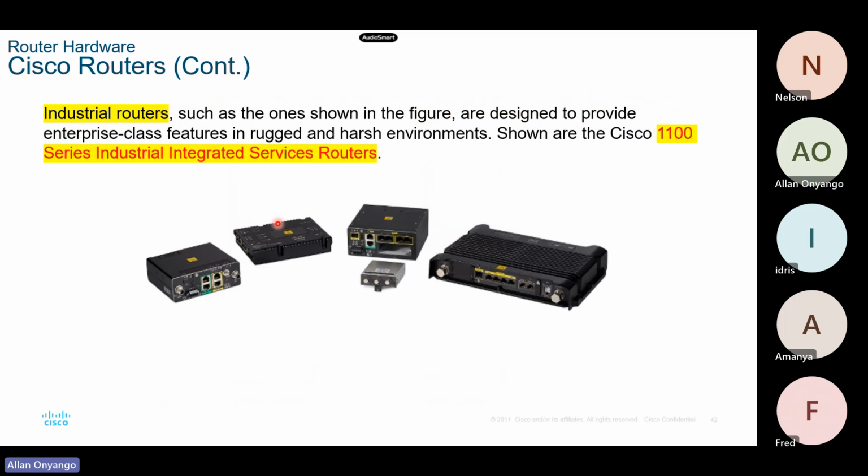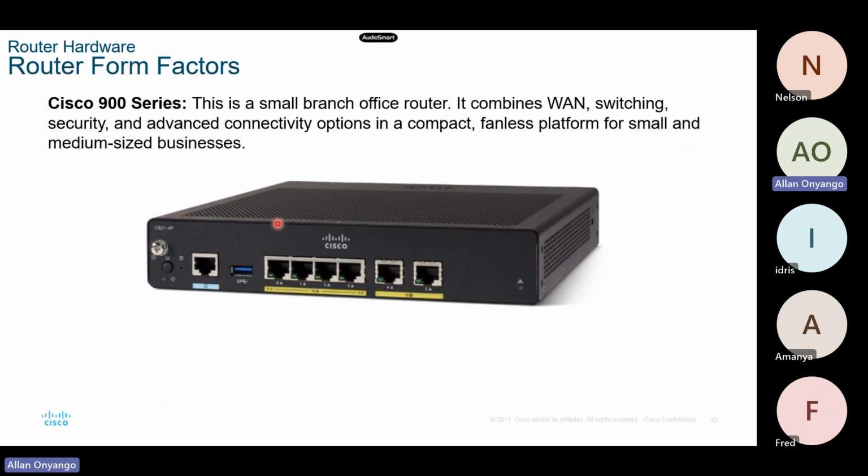We have routers that are used within industrial areas. And these routers are always found in very rugged places and harsh environments, like in a manufacturing industry, or within the forest or something like that. They are very tough devices. A very good example is the industrial integrated services routers, like the 1100 series. So we want to look at each and every one of those routers.